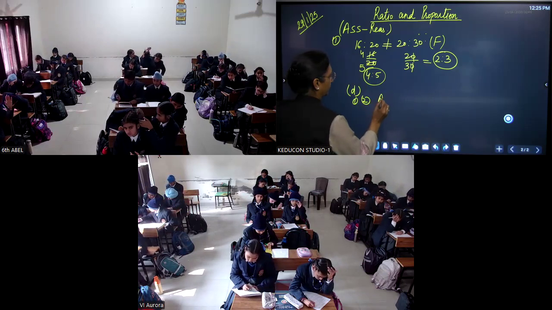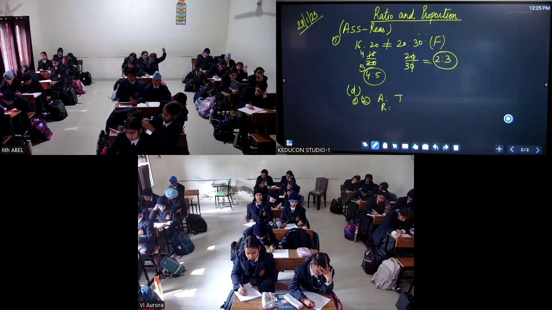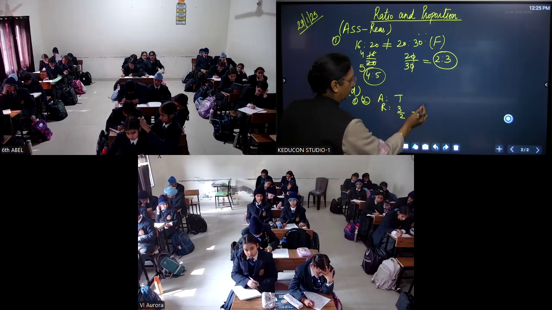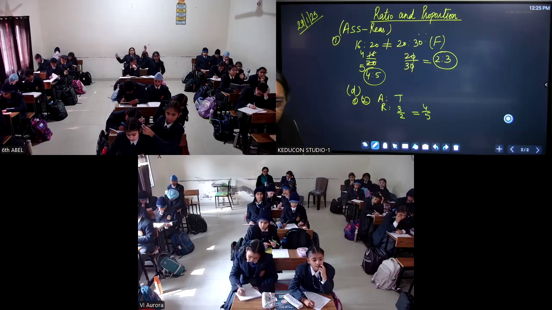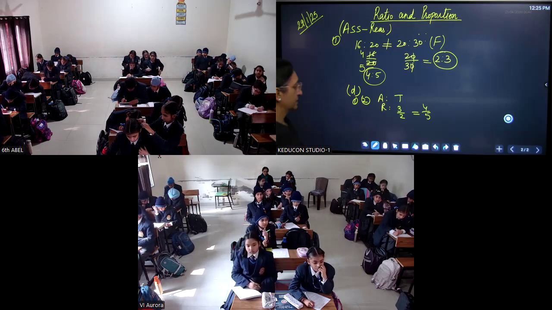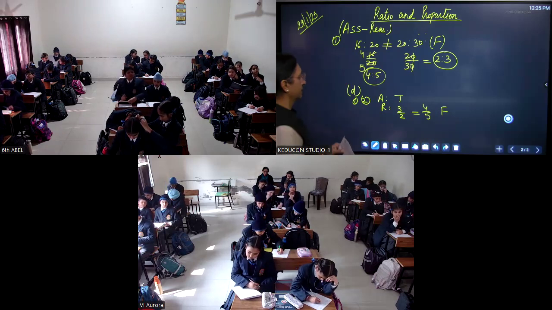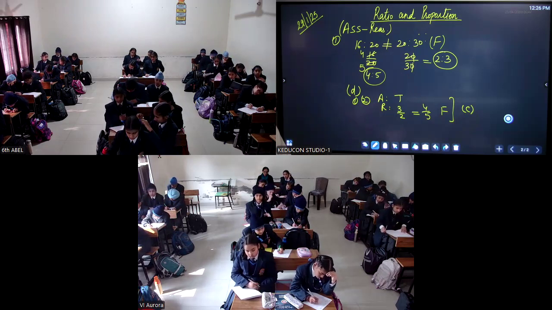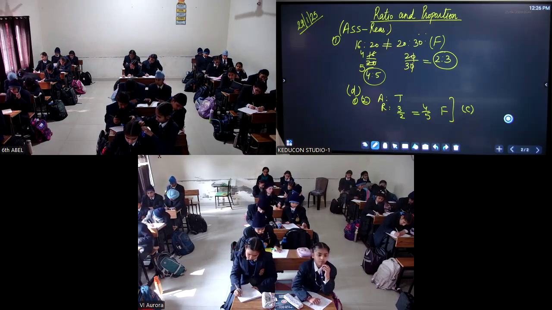Question number 2. Assertion is true. And reason they are saying the equivalent ratio of 3 ratio 2 is 4 ratio 5. 3 ratio 2 is equal to 4 ratio 5. Is it so? Are they equal? No. Yes, so that is false. So this is true and false. So your option will be C. Second question, C option.